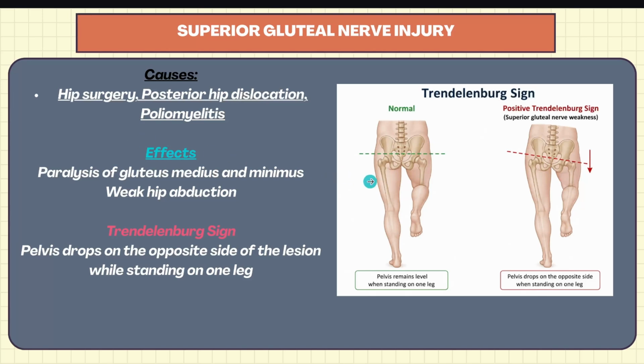And what's going to happen here? Let's say you're standing on your left foot. Once you're standing on your left foot, let's say your left superior gluteal nerve has been damaged. What's going to happen is your right side of your pelvic area is going to be pushed downward. So although the right side looks like there's something wrong, it's going to be the left nerve that has the trouble. This is going to be called Trendelenburg sign.